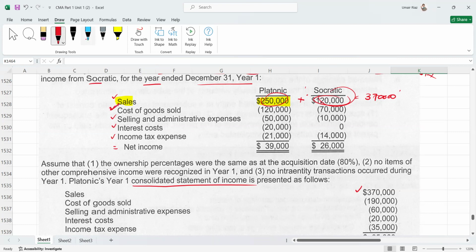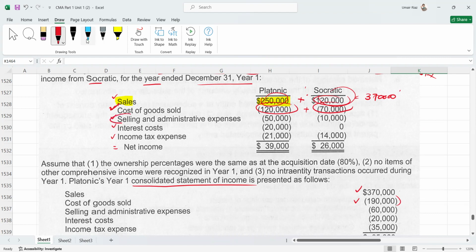In a similar way, we will deal with cost of goods sold. We will take the parent's cost of goods sold, which is 120,000, plus the subsidiary's cost of goods sold, which is 70,000. So total is 190,000, and this cost of goods sold we will deduct. But if you have intra-company cost of goods sold, you will take parent's plus subsidiary's cost of goods sold minus intra-company cost of goods sold, or intra-company sales, we will deduct.